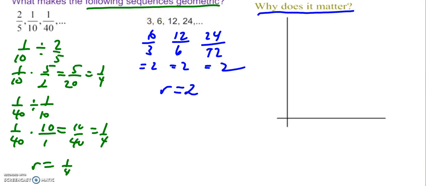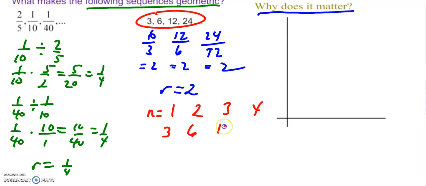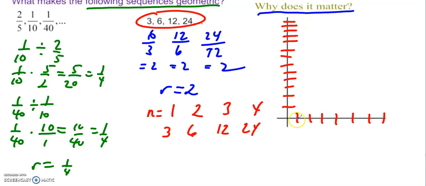So if I take this example and again write n equals 1, 2, 3, 4, whatever term I'm on, and underneath write 3, 6, 12, 24, just like the arithmetic video, I can graph these points and see what graph really comes out. So 1, 3, 2, 6, 3, 12, and 4, 24 would be probably all the way up here somewhere, easier said than done.